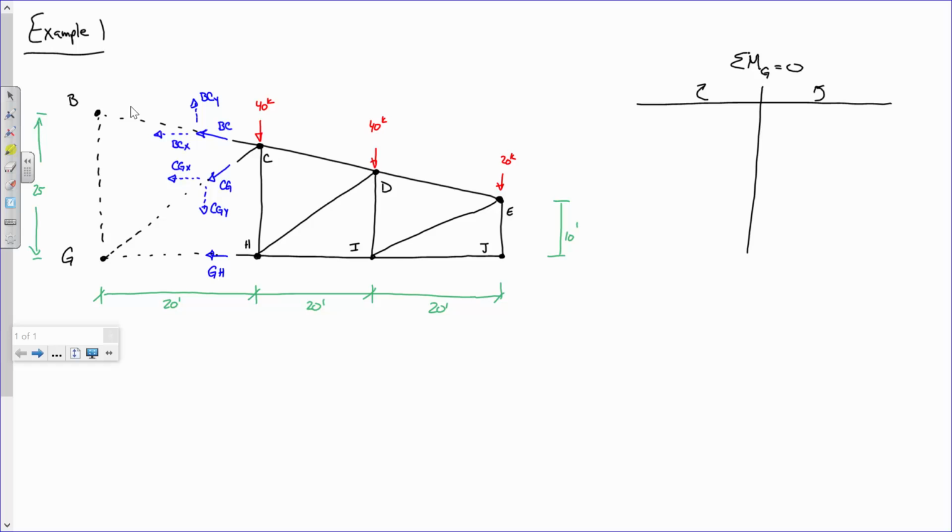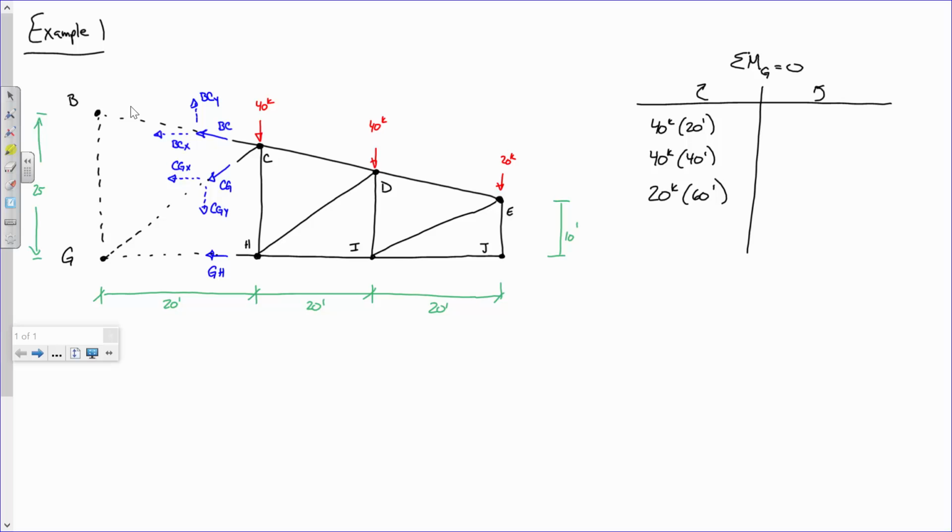Let's deal with our external loads first. And the way I see it, I've got 40 times 20, 40 times 40, and 20 times 60. Did I do that right? All right, and they're all rotating in a clockwise fashion. So I've got 40 times 20. I've got 40 times 40. And I've got 20 times 60. Okay? Everybody okay with that?